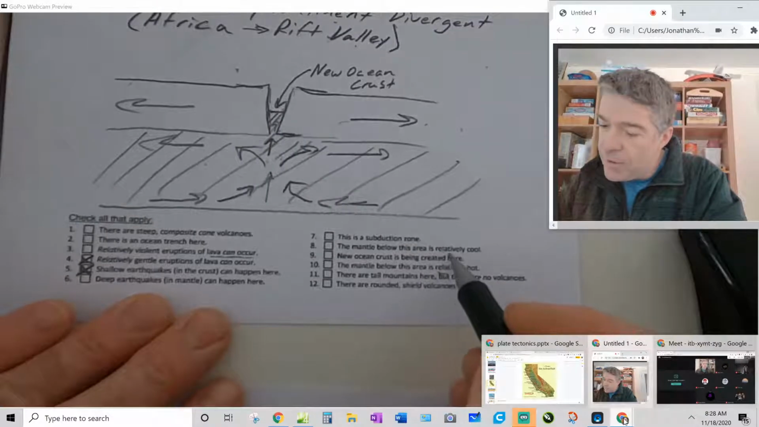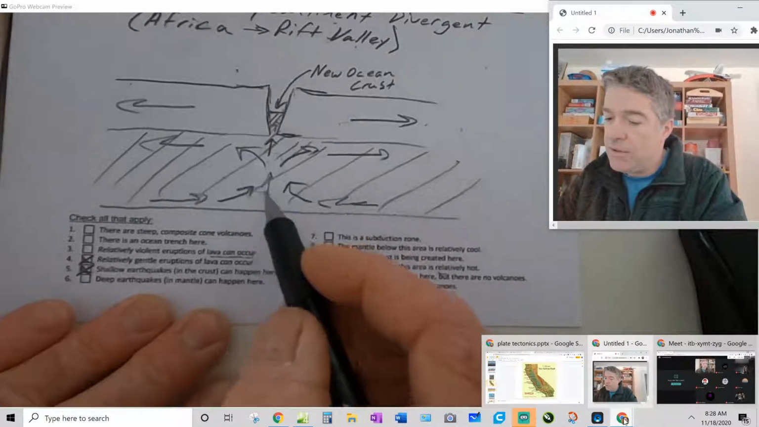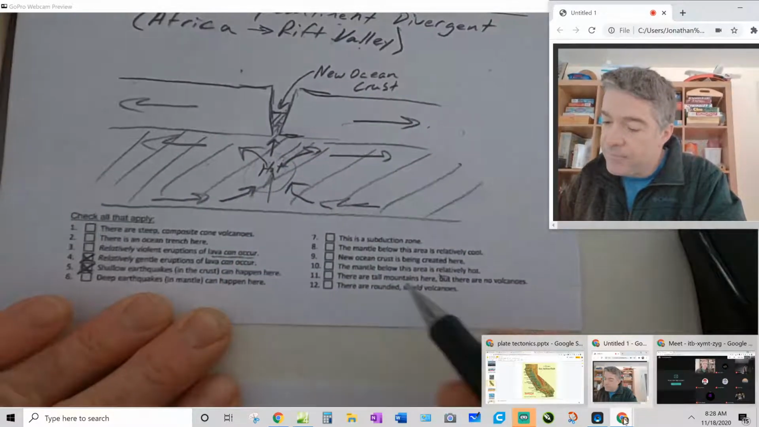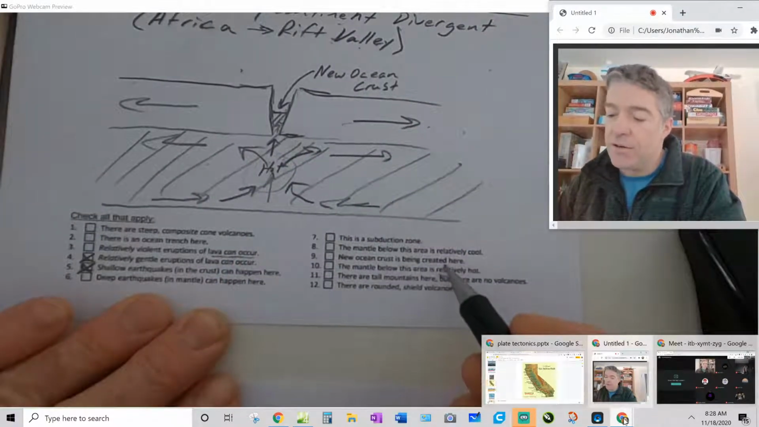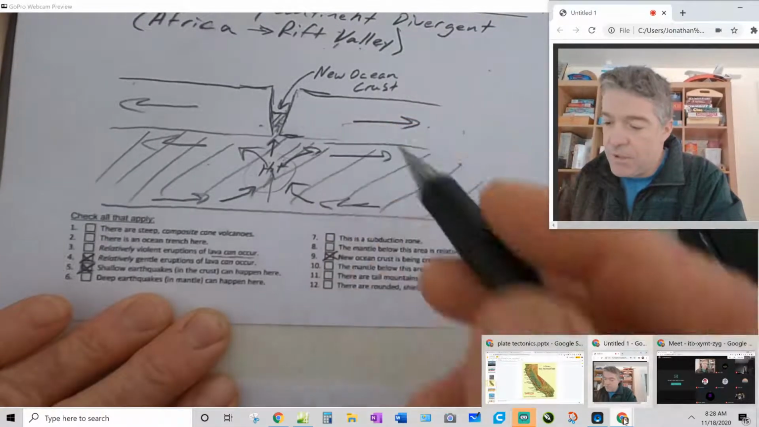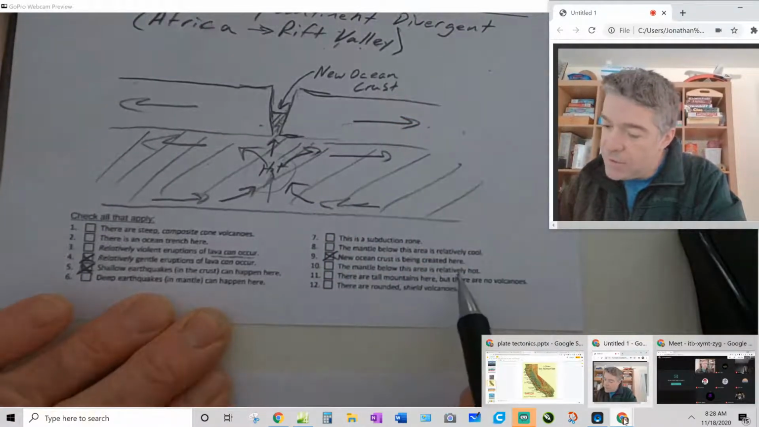The mantle below this area is relatively cool? Well, it's rising, so this is actually relatively hot. New ocean crust is being created here. Yes, this is making new ocean crust, and that's going to become a big ocean. The mantle is relatively hot.